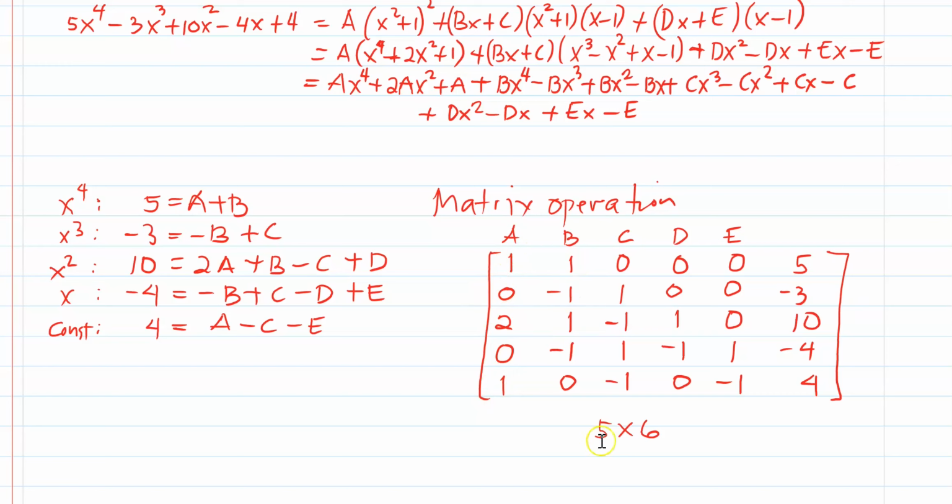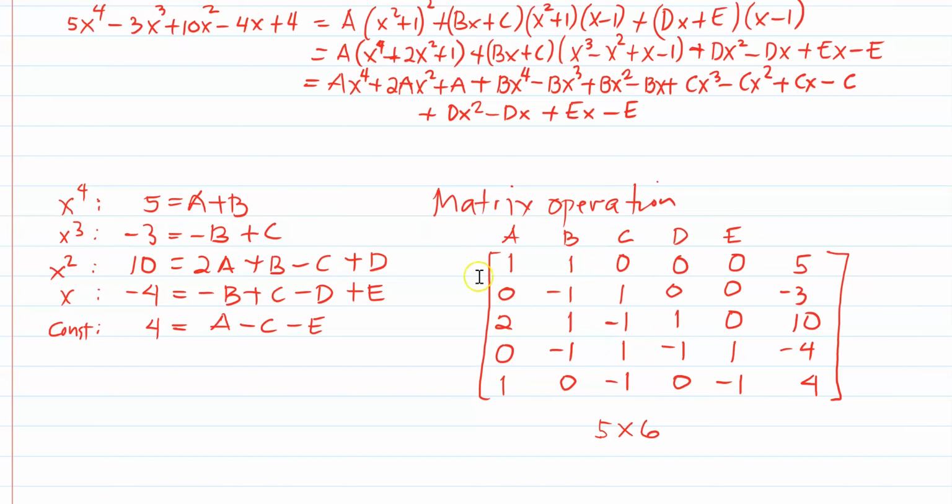The first number, 5 rows, 6 columns, and this information is important in encoding the matrix in our calculator. We call this augmented matrix with a dimension of 5 by 6. We are now ready to encode this coefficient in our calculator, and then we will solve for A, B, C, D, and E using matrix operation.